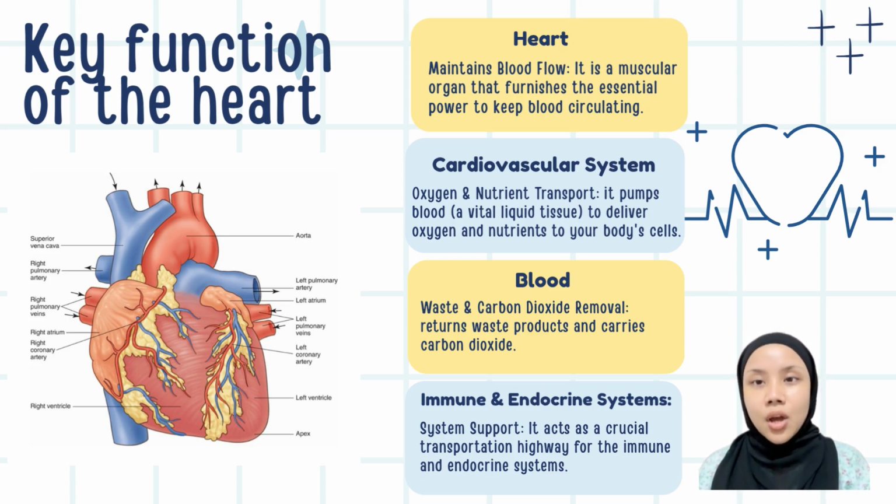together dynamically. Within this system, blood serves as a vital liquid tissue that transports oxygen and nutrients directly to our tissues. At the same time, it handles waste and carbon dioxide removal by returning metabolic waste products and carrying carbon dioxide away from the cells. Finally, it serves an important role in the immune and endocrine system by acting as a crucial transport highway.